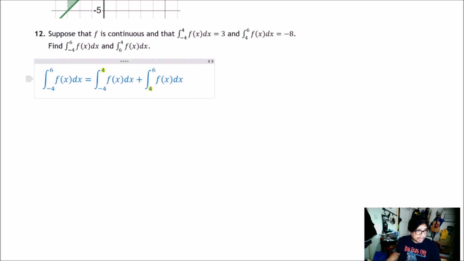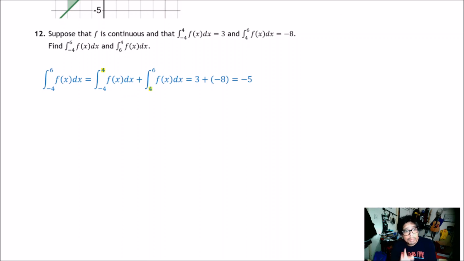Now we're given the values of these two integrals. It's 3 and -8, so this should just be equal to 3 plus -8, which, well, that's -5. So that's the first one. The integral from -4 to 6 is the same thing as the integral from -4 to 4 plus the integral from 4 to 6, which is negative 5.